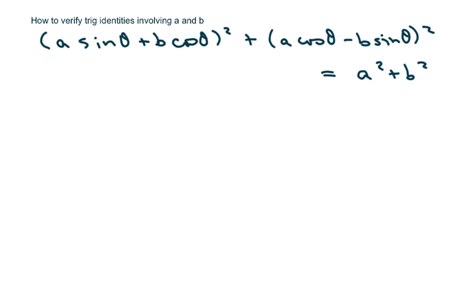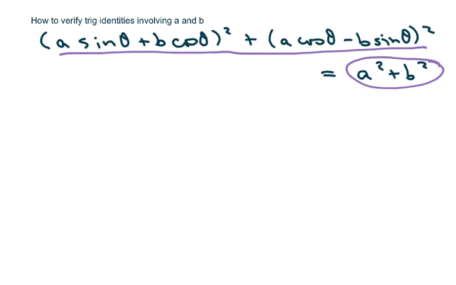Hi everyone, we're going to verify trig identities involving A and B. We want this to equal A squared plus B squared, which is pretty simple. All I'm going to do is factor. This involves A plus B squared, and this second one is A minus B squared. And you just take care of that. So this is your A part and your B part.